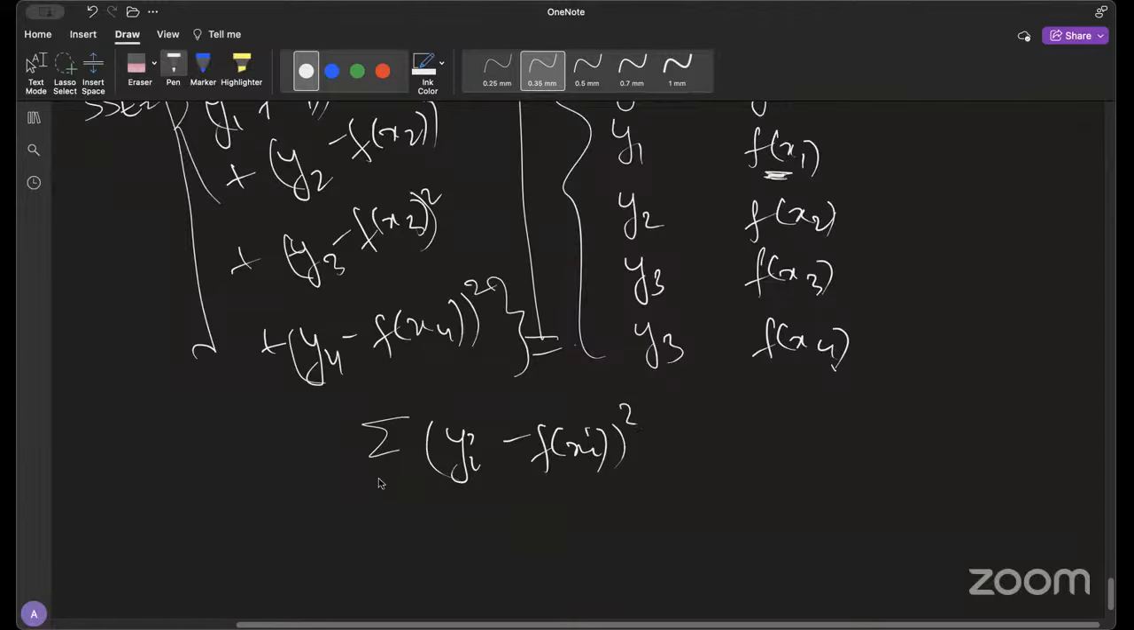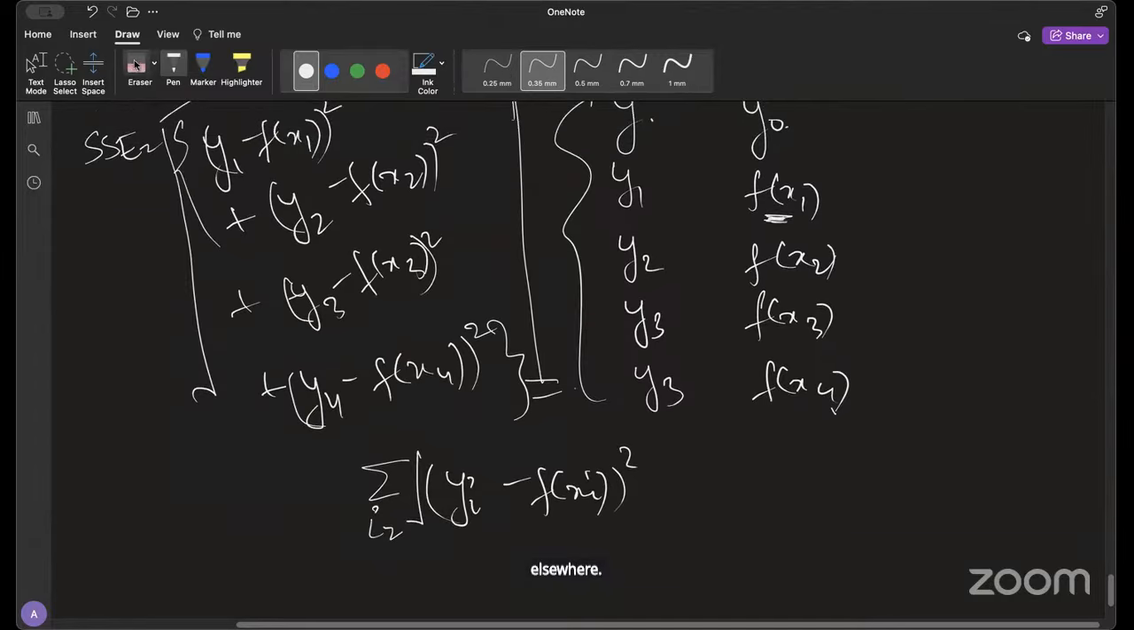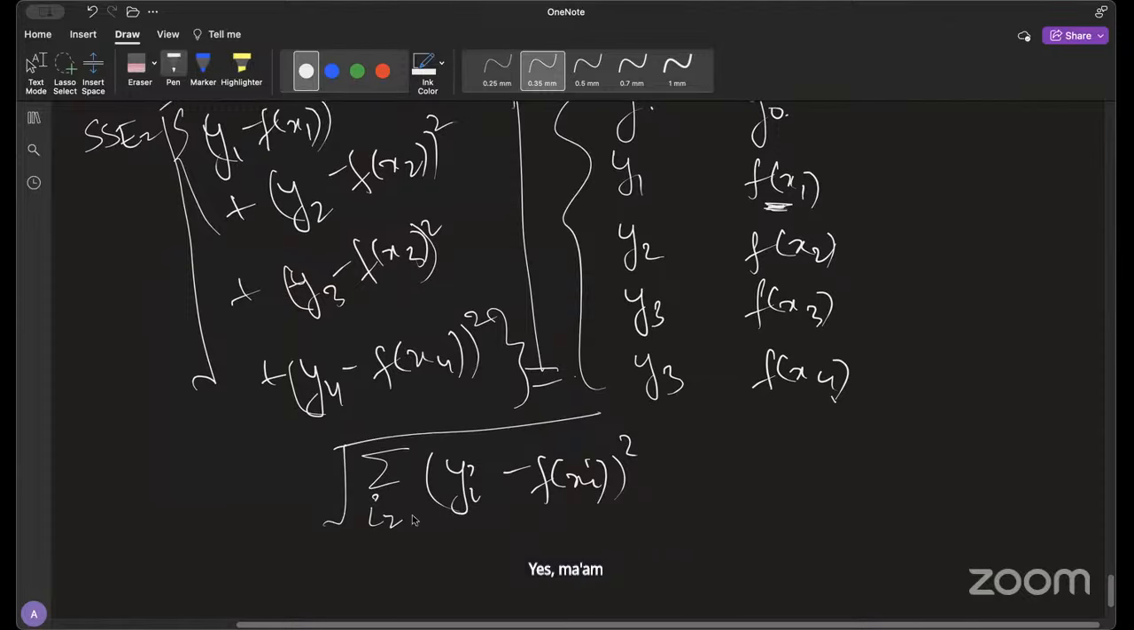And under square or whole under root? The square root. This is the square root. Yes, ma'am. The sum of squared errors.